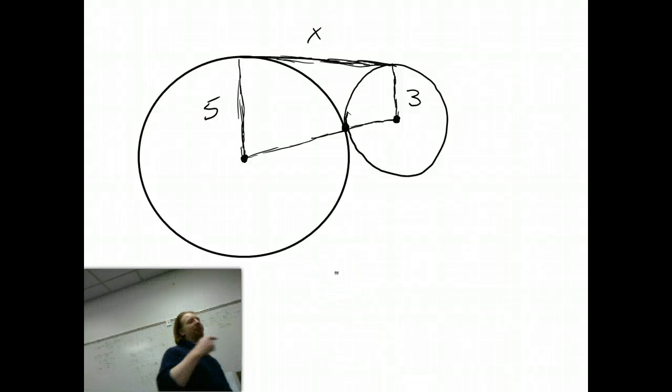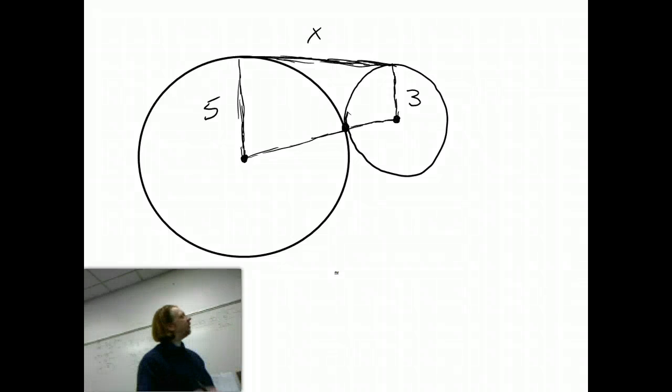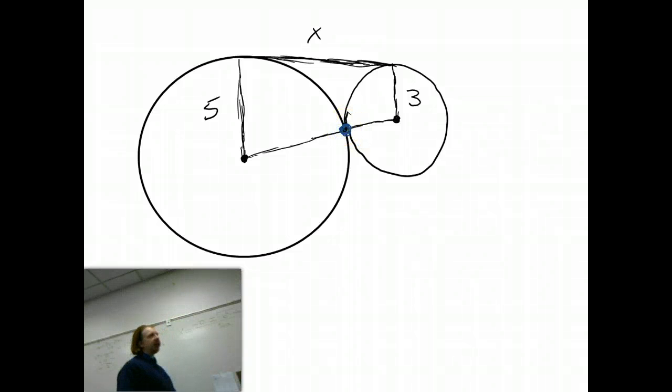The thing that makes this problem different than the last one, guys, is that the two circles we're looking at are tangent circles. So there's an actual point right here where the two circles touch.